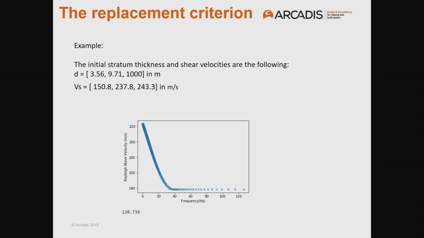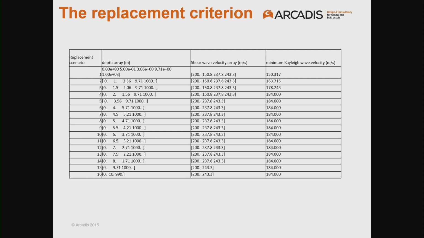Here's an example that I made up. The initial stratum thickness and shear velocities are the following: 3.56, 9.71, and 1,000 meters. That's the half layer. And I deliberately chose very small shear wave velocity. The shear wave velocity correlates to the Rayleigh wave analysis, so it's fed in the model. And then I started saying that I will run a loop, and I will find where the minimum Rayleigh wave velocity is greater than 160, and then I will stop. So that's the replacement criterion too, where I replace the top meter with stiff material.